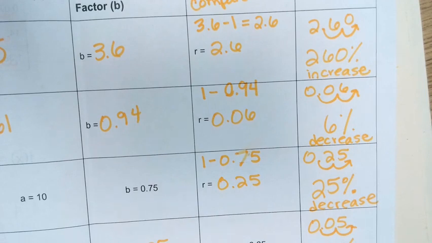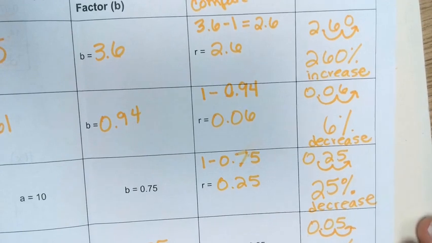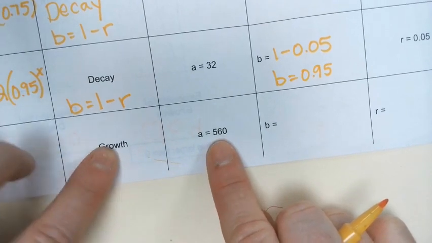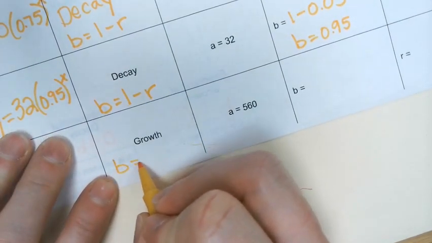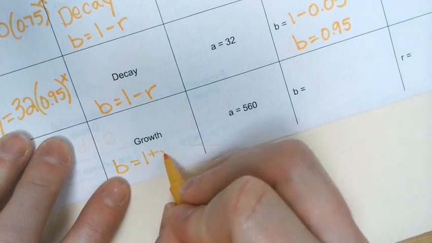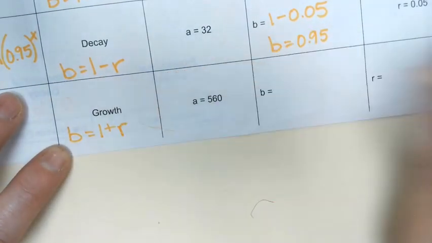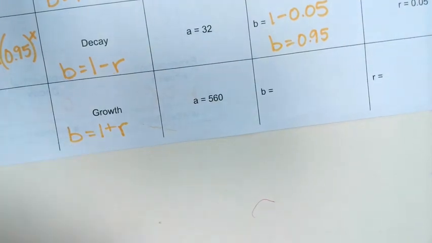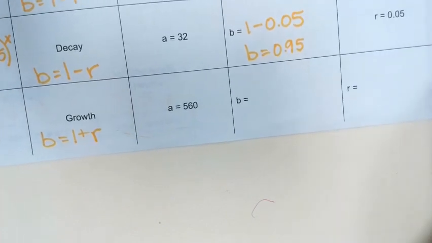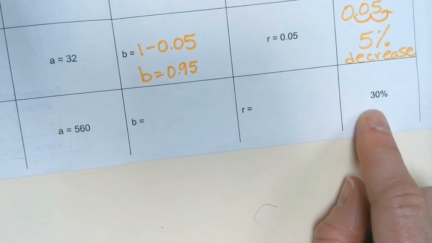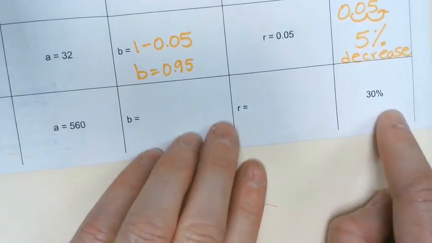Okay, we have one last problem. They've given us A. They've said that it's growth. So B equals 1 plus the rate since it's growth. We don't have B, we don't have R, but we have the R percentage. So we need to go from percent to decimal.